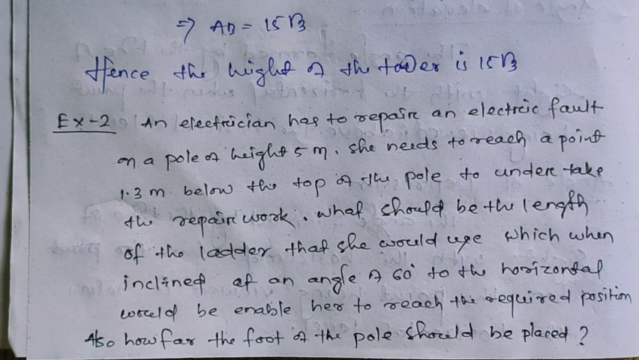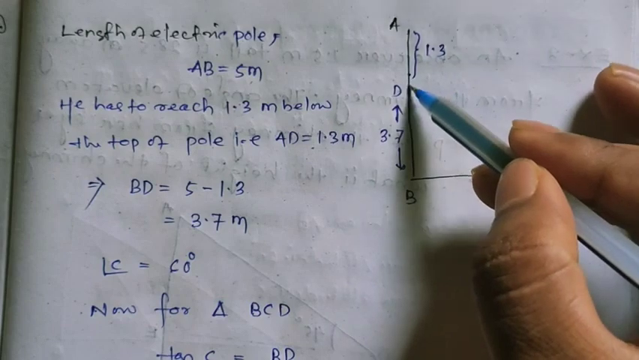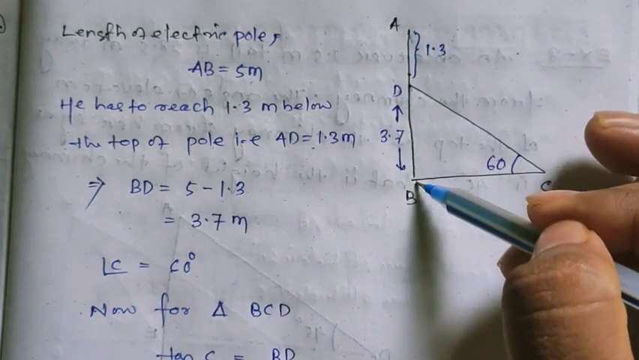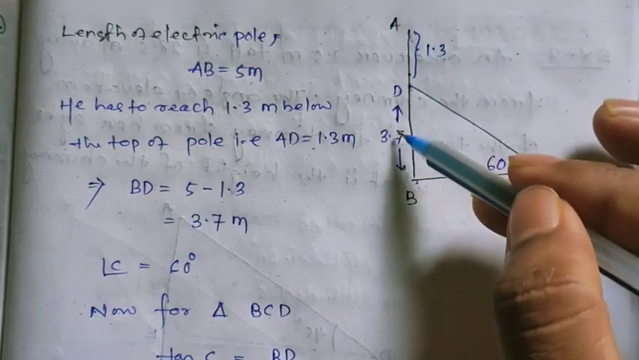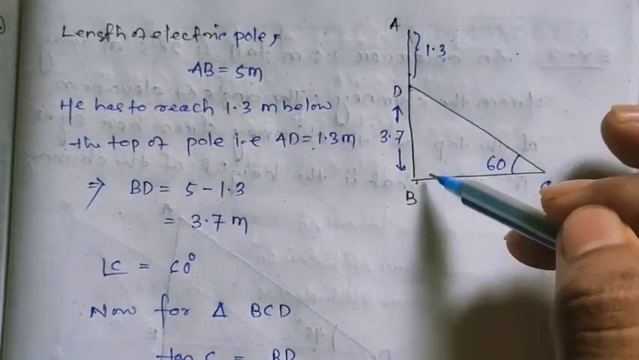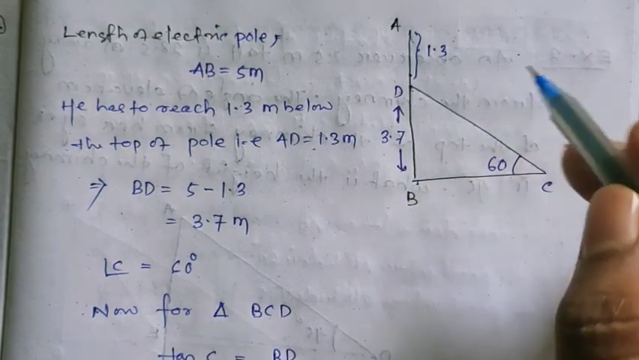Let's understand this question by using a figure. So here is the figure. Given that here is the pole AB, let us consider AB is the pole, right? And AB is equal to 5 meter. Understand?